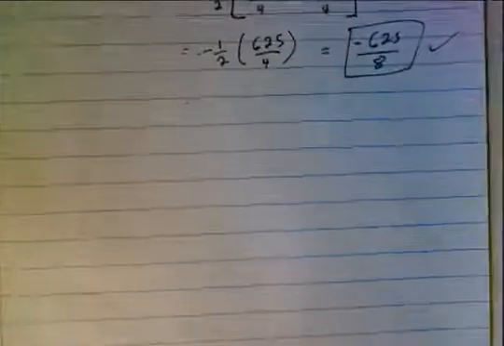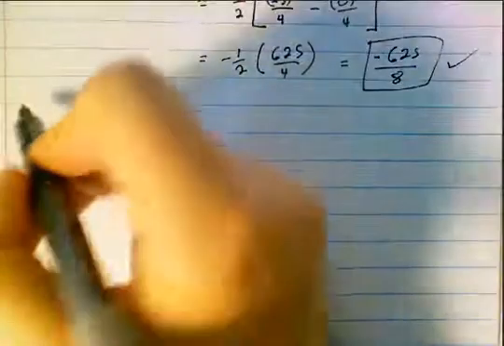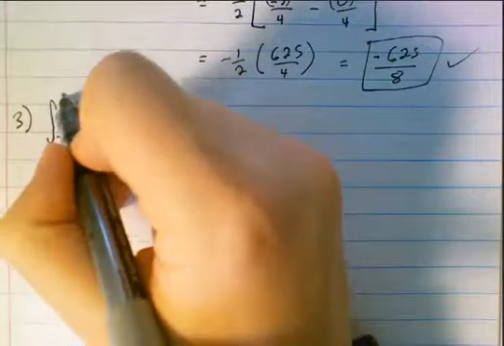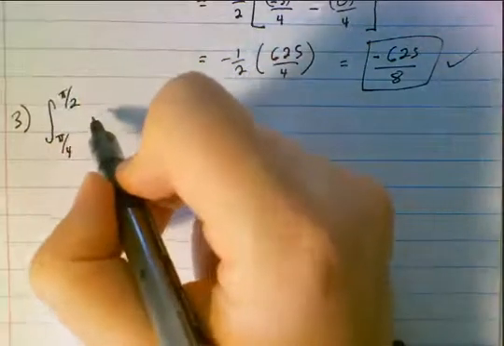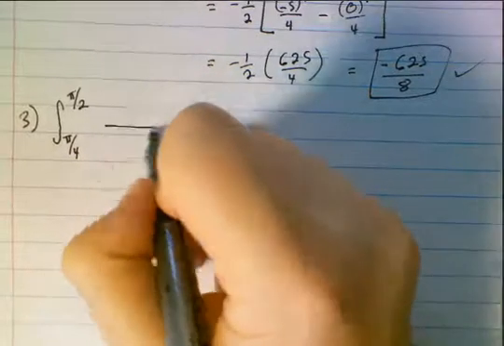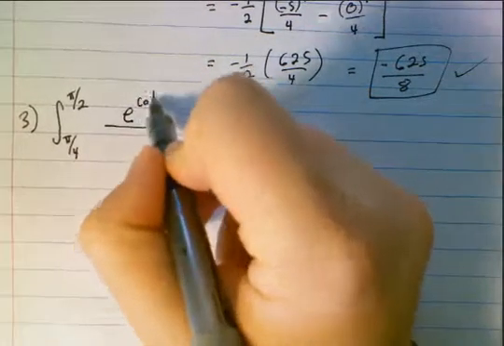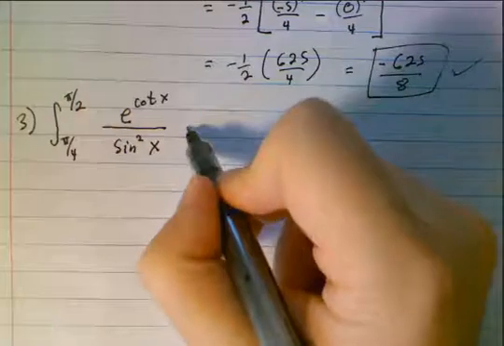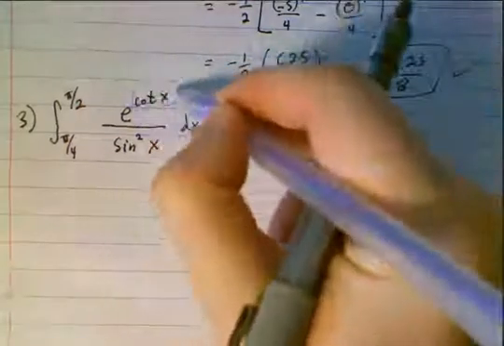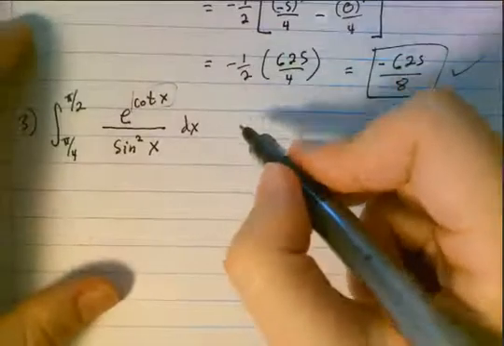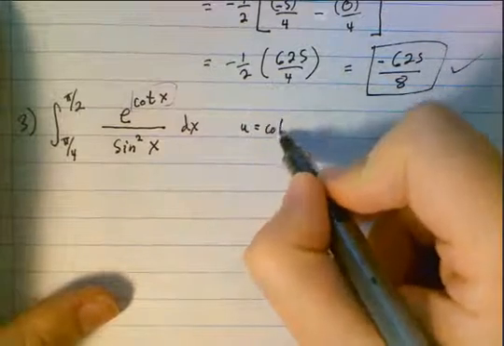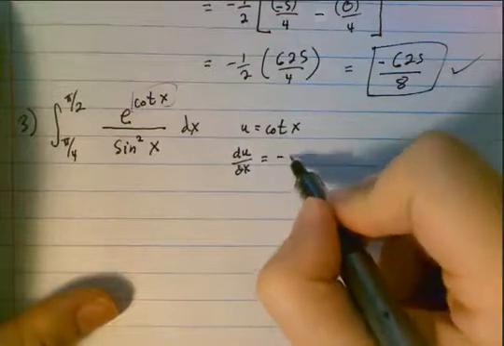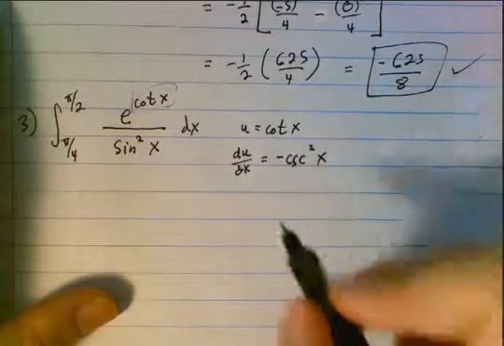Our final problem is dealing with the lovely trigonometric functions. Integral from pi over 4 to pi over 2 of e to the cotangent of x over the sine squared x. That's dx. Well, we see a box function right here, so that's a good candidate for u. Again, you just gotta know that the derivative of cotangent is negative cosecant squared of x.